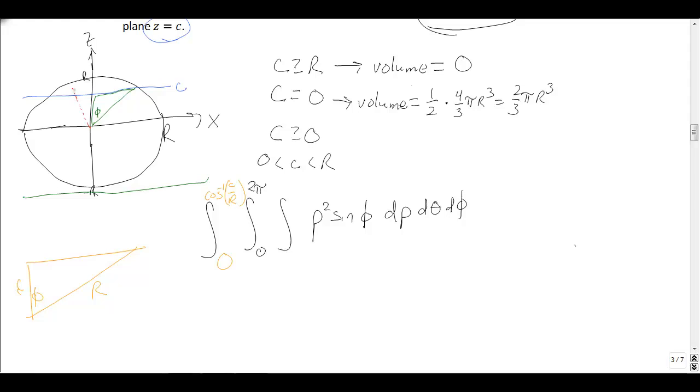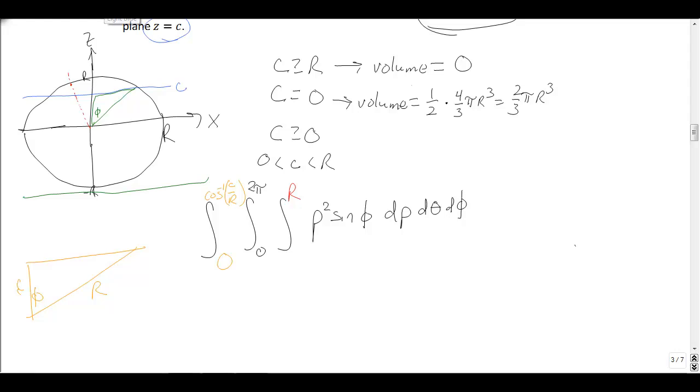Then I'm going to be in the solid, and then I'm going to go out of the solid when I hit the sphere. When I hit the sphere, that's really distance r from the origin. That's the definition of a sphere. So the upper bound for rho is r. The lower bound is where I hit the plane z equals c.